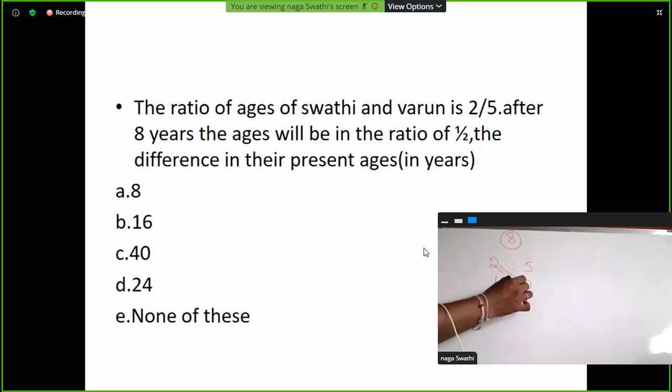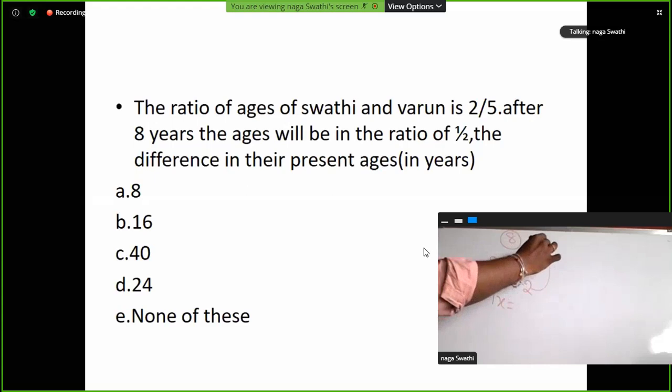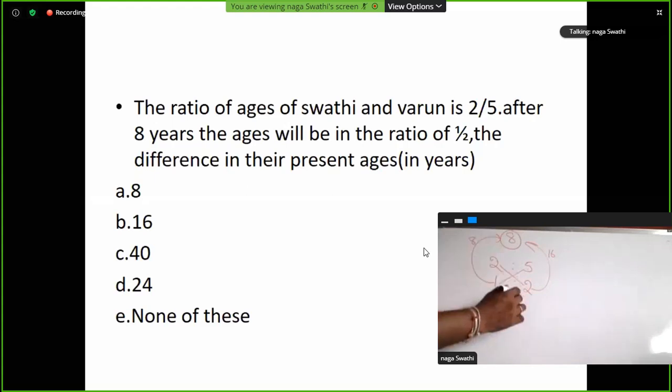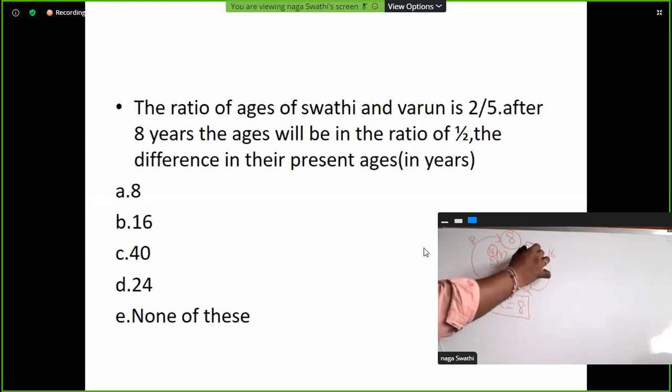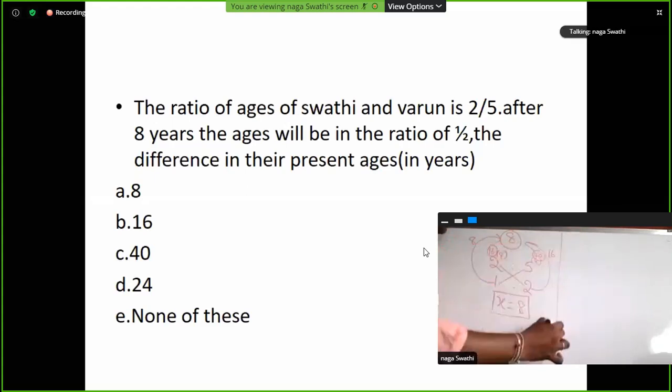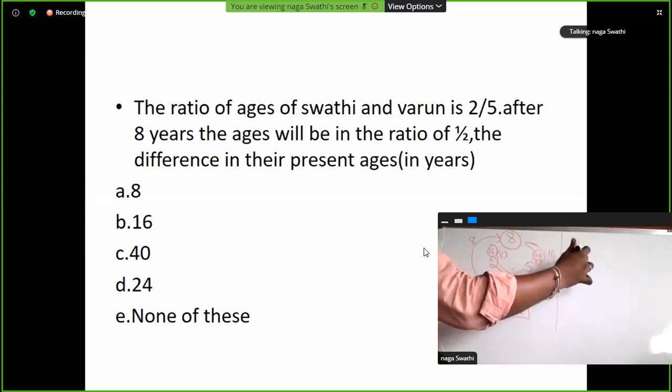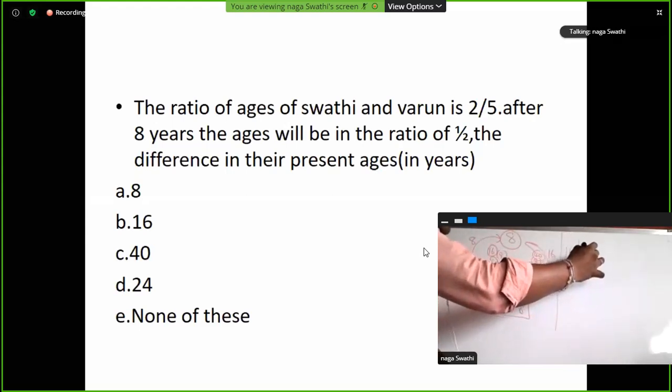Simple, ma. Here do the cross multiplication. 2 2s are 4, 5 1s are 5, difference 1. 1x is equal to 2 into 8, 16, minus 1 into 8, 8. So 16, 8, difference 8. Okay, na? x value is 8. So 2x, 2 into 8, 16. Next, 5 into 8, 40. So Swati age 16. Next, Varun age 40.